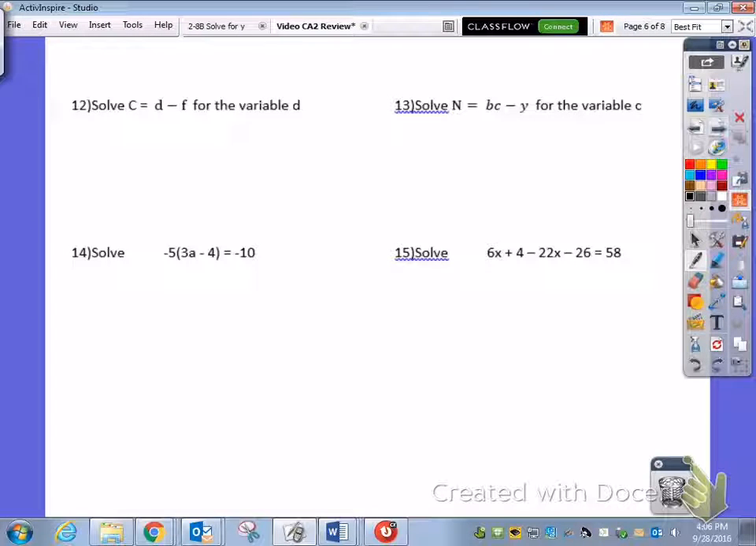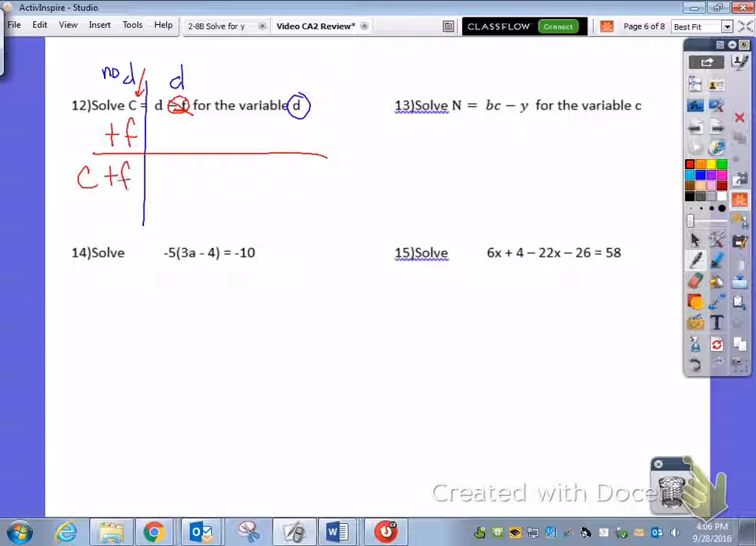On number 12, so I want to solve for the variable d, okay? So where do I see the, I see d over here. So that means I want no d's on the other side, okay? So who do I need to move? I need to get rid of this. He's not a d, so he needs to move. So -7 becomes, f becomes positive f. So start from the top, c plus f equals, and then you have d, and you're done.